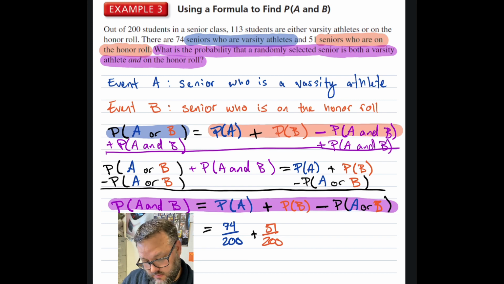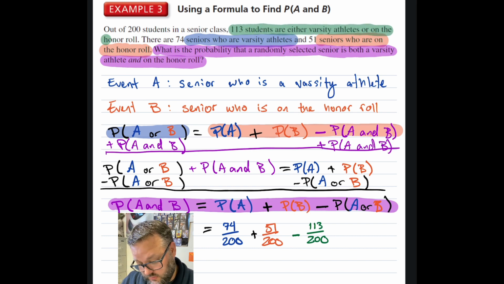And here, we had A or B is, I didn't use either one. Okay, so we're going to use green for that. Now we've got to subtract off the 113 who, 113 students are either varsity or on honor roll. We've got that statement right here. We had our original 74 that I said right here, and we had that 51 right here.